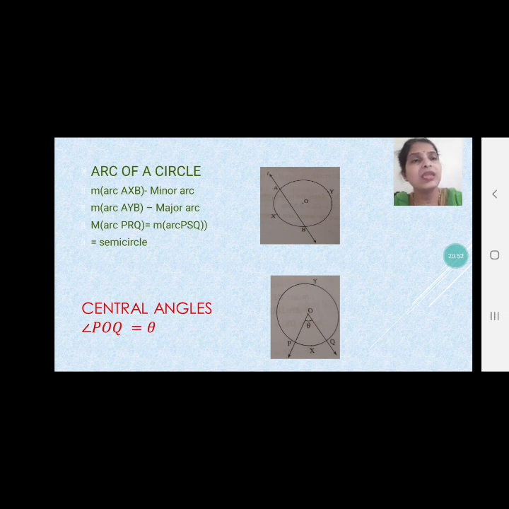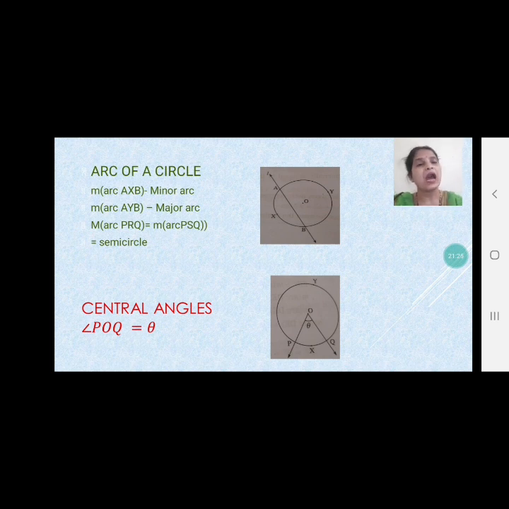Now AXB, by observing we come to know that it is the smaller arc, so it is known as minor arc. And arc AYB, by observing we come to know that it is bigger, so it is major arc. Now if this secant is passing through the center of the circle, then that secant divides the circle into a semicircular arc or a semicircle.